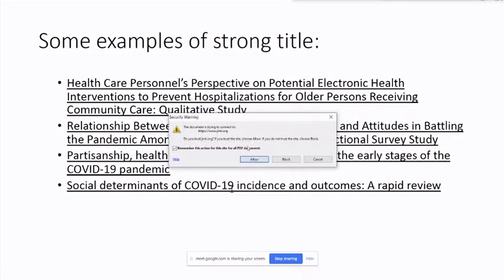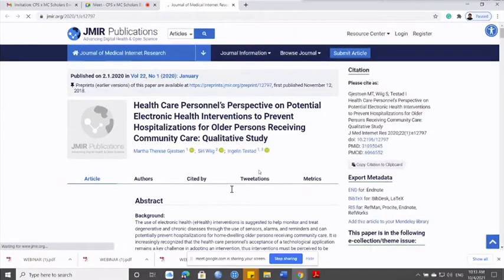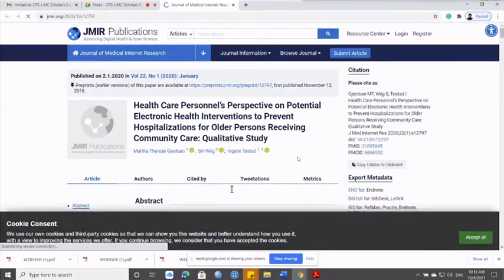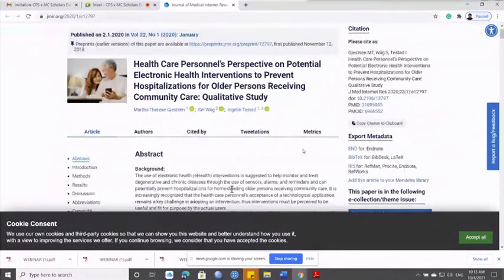Let me click, and then it should allow us to go into this. Can you see this? When I click, hi guys. Hi. Yes. Thank you. So this is one of the examples of the title.